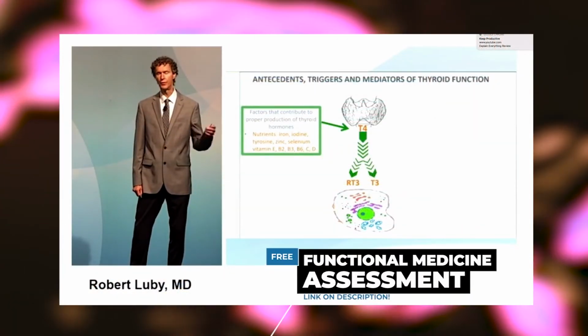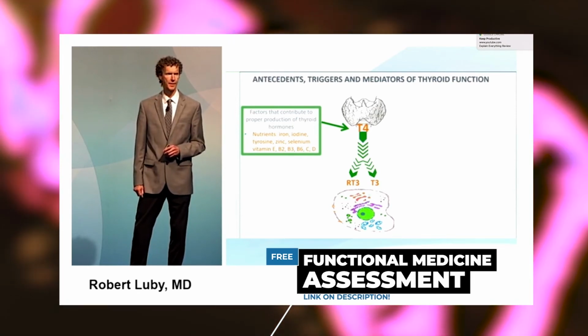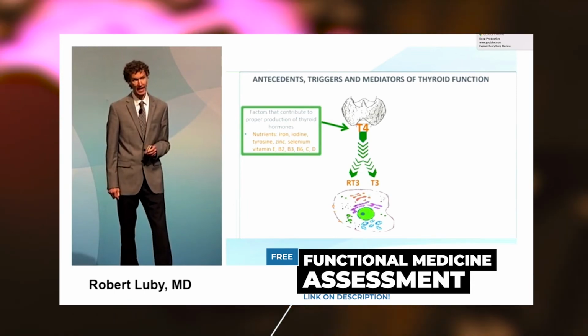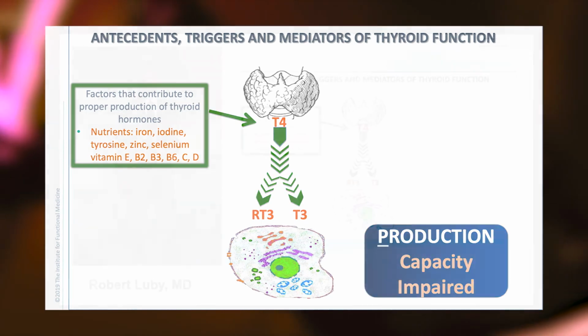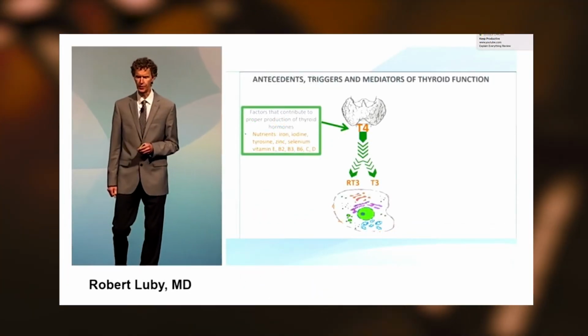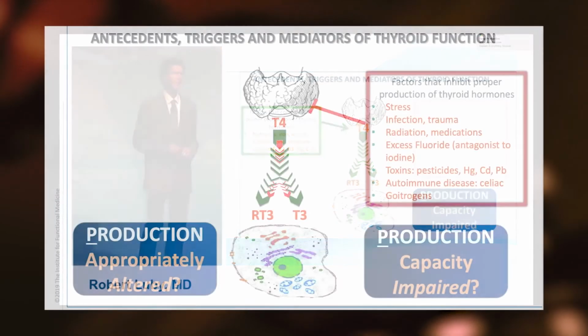Nutrients that you need, food first. Nutrients that you need to make thyroid hormone. Here they are. If these are missing, is the gland impaired or is it altered? This would impair thyroid function. You don't have the nutrients you need. Now, take a look at this next slide.